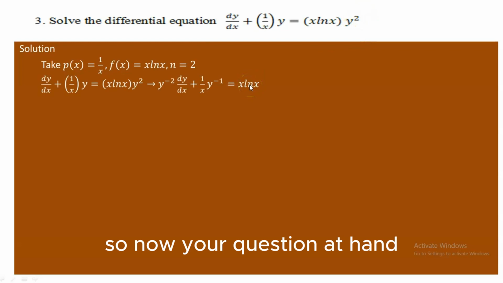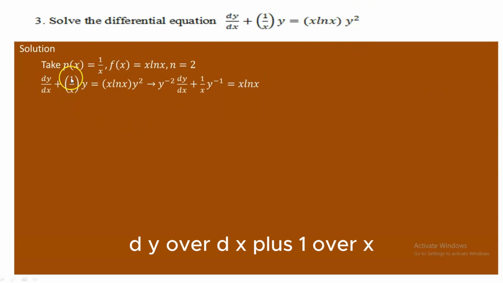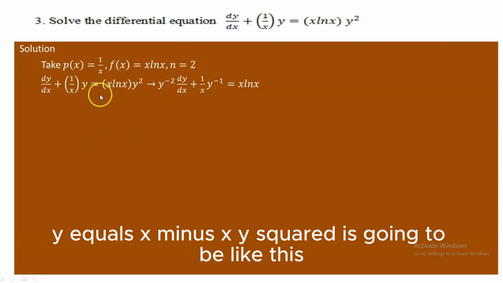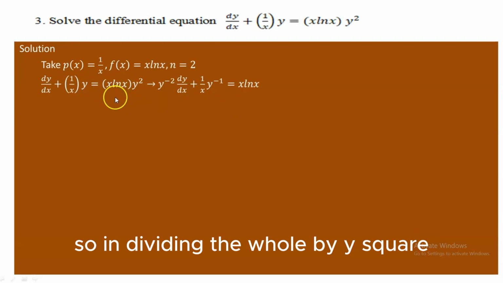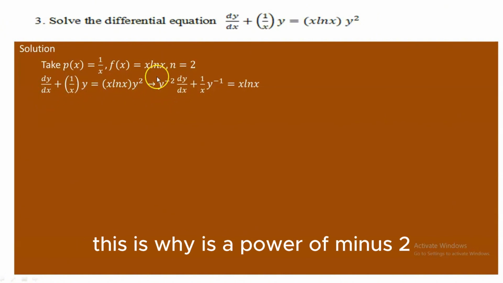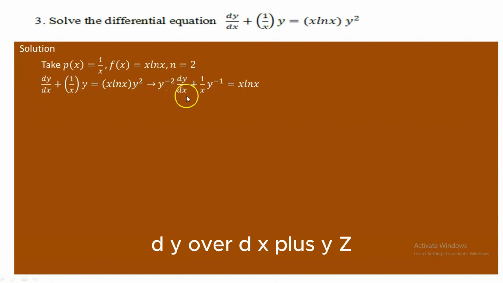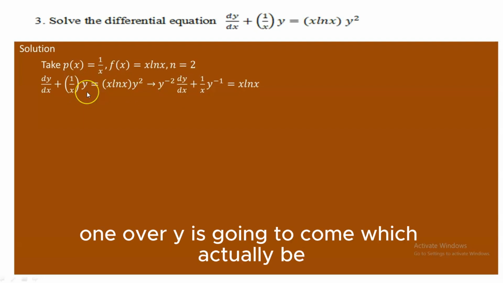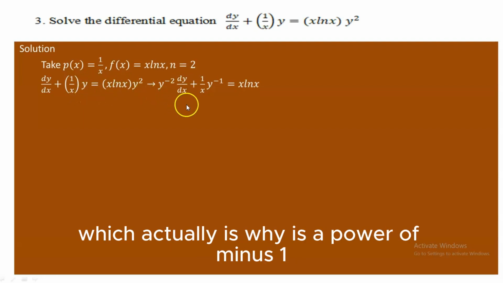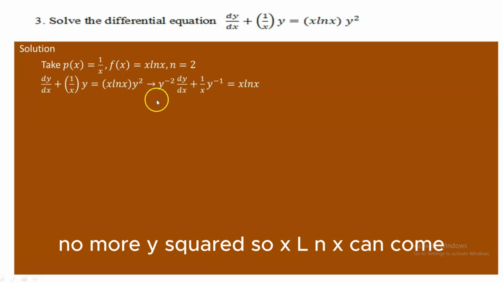So now your question at hand, dy over dx plus 1 over xy equals x ln x y squared, is going to be like this. What I did here is I just divide the whole by y squared. So in dividing the whole by y squared, this is y to the power of minus 2 dy over dx plus, as you are dividing this by y squared, 1 over y is going to come, which actually is y to the power of minus 1. No more y squared, so x ln x can come.